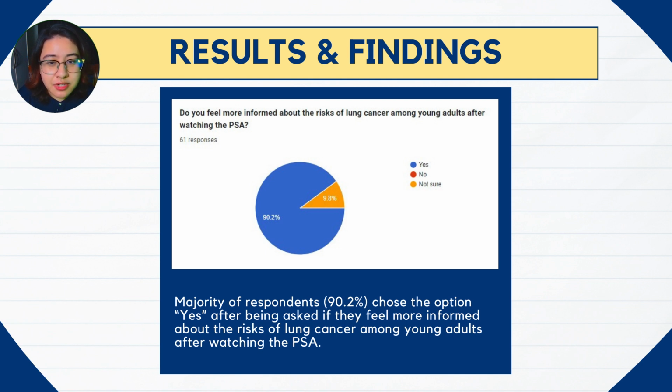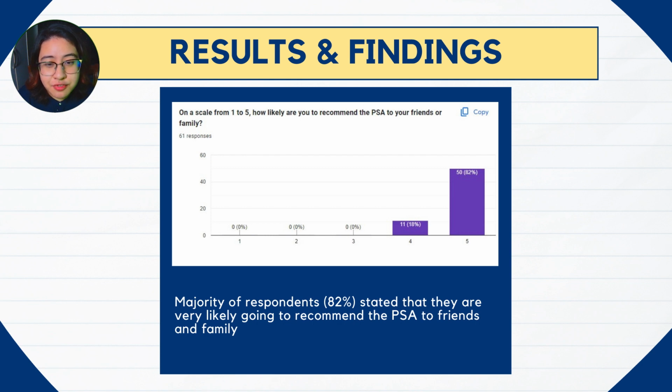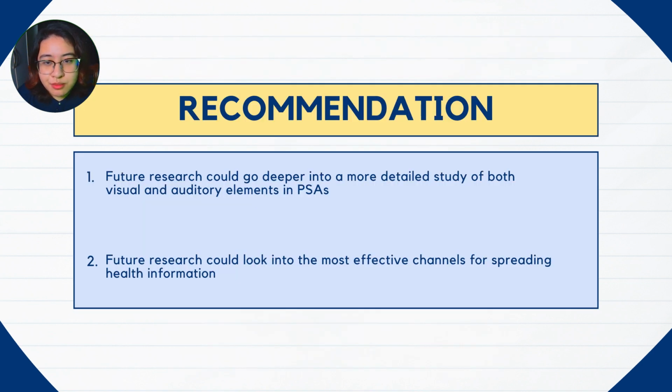The majority of respondents chose the option yes after being asked if they feel more informed about the risks of lung cancer. And then next, the findings reveal that the majority of the respondents, consisting of 82%, stated that they are very likely going to recommend the PSA to friends and family, indicating that the content is not only effective in conveying information, but also appealing enough to motivate people to advocate for its viewing.